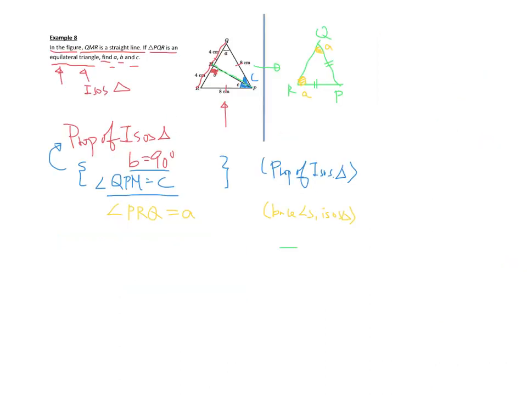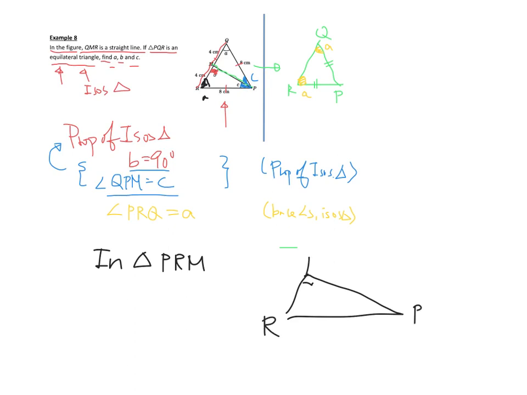So after we found that the angle PRQ is equal to A, we need to draw it back in the figure. This is equal to A, and then we observe the triangle PRM. We can draw this one down, PRM. Well, we know that this one is equal to A, this one is C, and this one is equal to 90 degrees. So actually we have found that B is equal to 90 degrees by the properties of the isosceles triangle.